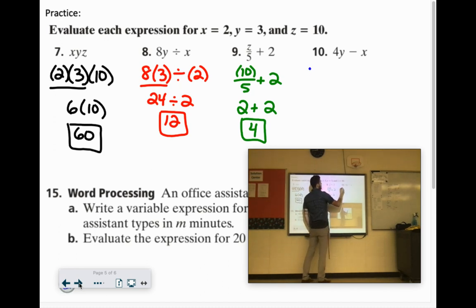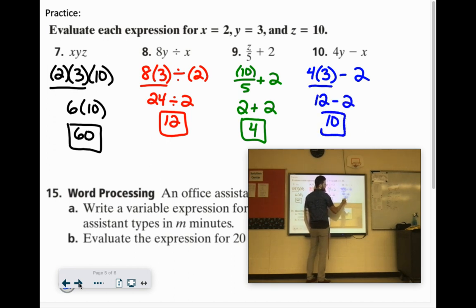4y minus x. 4 times 3 minus 2. We do our multiplication first. 4 times 3 is 12. Minus 2 is 10.